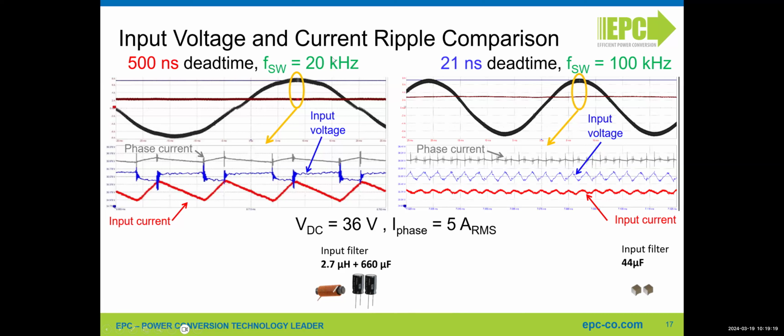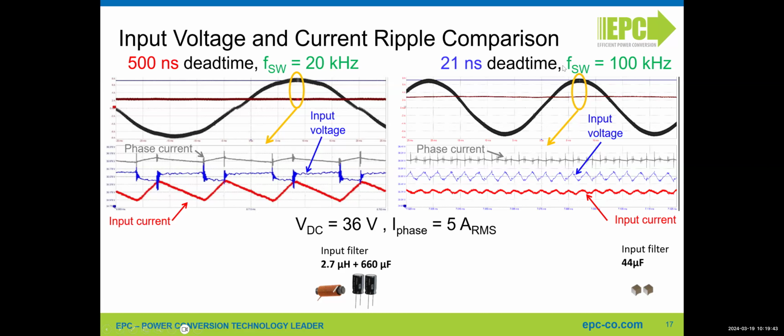On the left, you have 20 kilohertz, 500 nanosecond. Input current has a very big ripple, and the input voltage is basically a square wave reflecting the duty cycles imposed by the inverter. And the phase current has its own ripple across the voltage. Here, basically, we're zooming at the peak of the current.